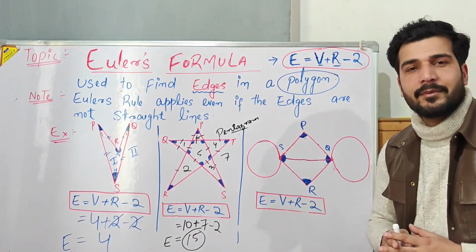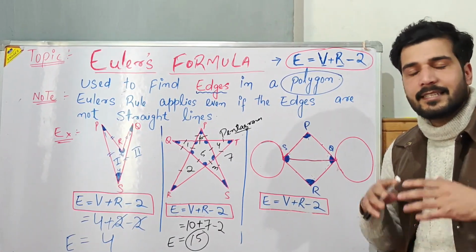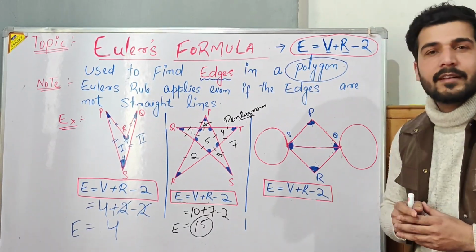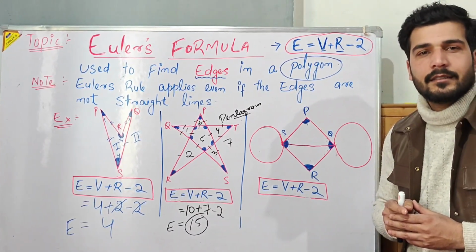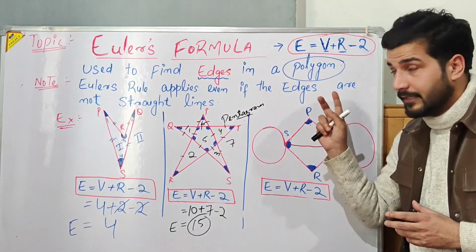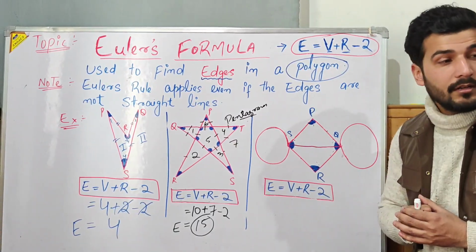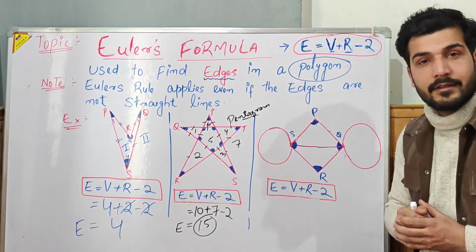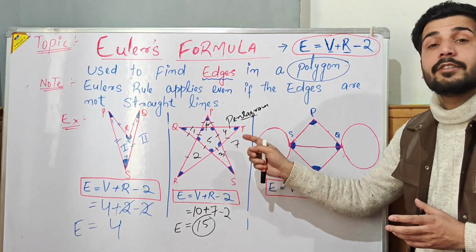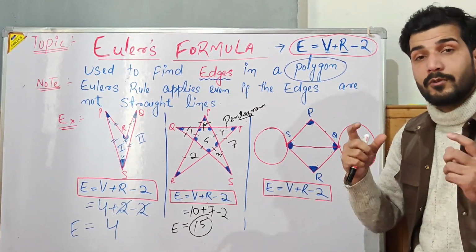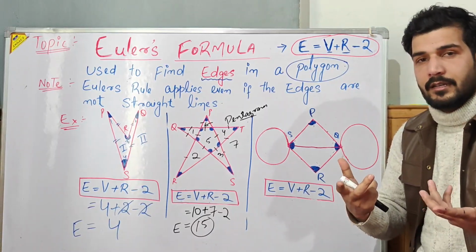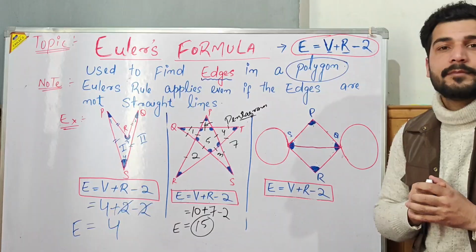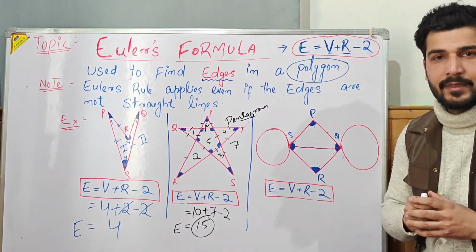Let's take another example. This example is quite interesting because from this example we will come to know that Euler's formula is not only applicable to those figures having straight edges. Euler's formula is also applicable to polygons having curved edges, right? So let's take an example.